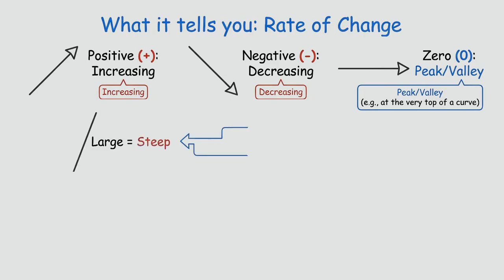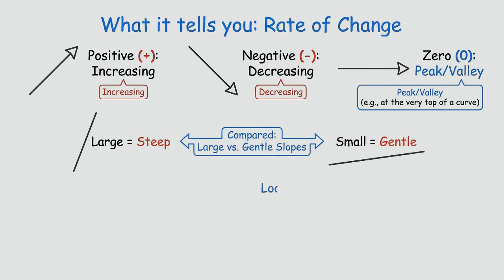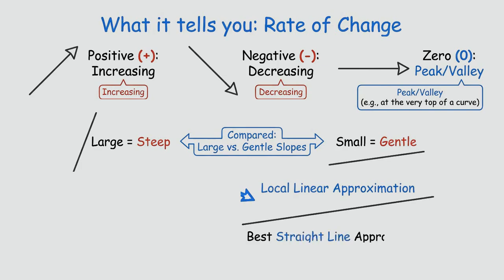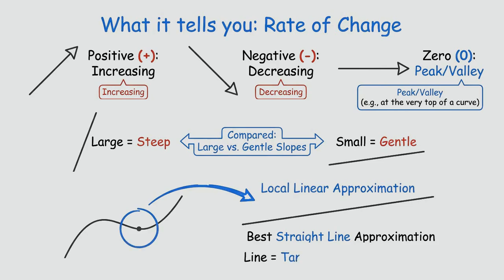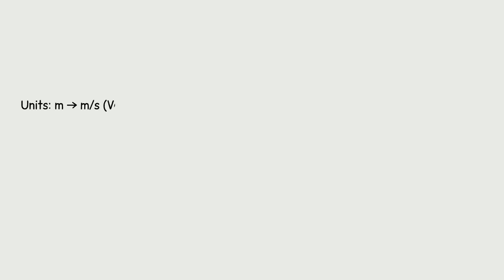The derivative is also the best straight line approximation to the curve near that point. If you zoom in on a smooth curve, it starts to look like a straight line. That line is the tangent, and its slope is the derivative. Let's talk about units. If x is in seconds and f of x is in meters, then the derivative f prime of x is in meters per second. That's velocity. If f of x is velocity, then f prime of x is acceleration in meters per second squared.